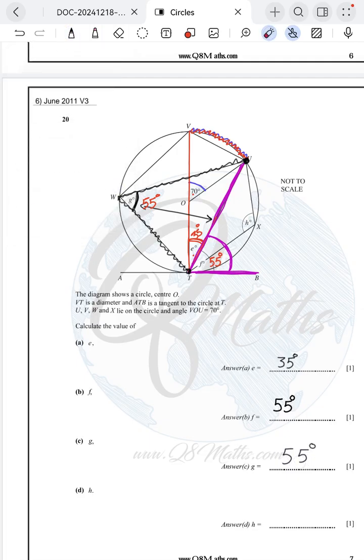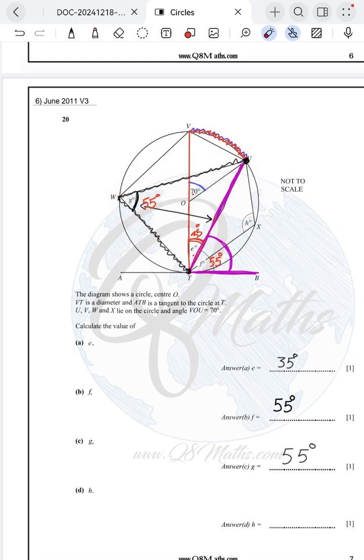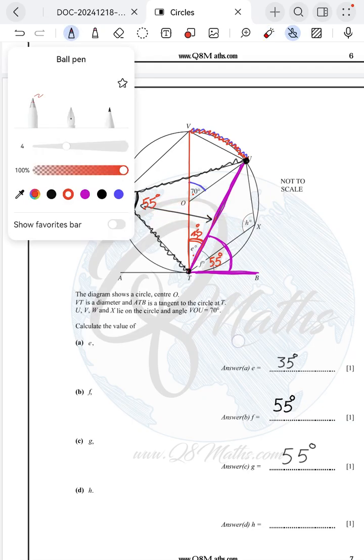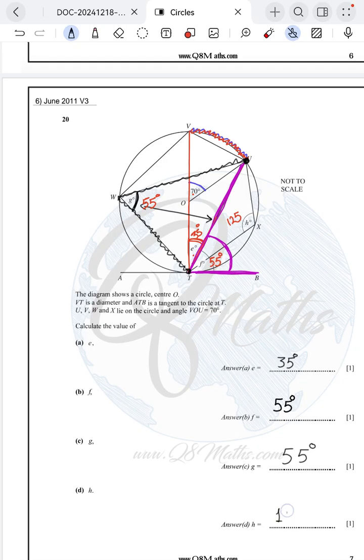Now we need to find H. You can see this vertex, this one, and this one. The four vertices which form a quadrilateral all lie on the circumference of the circle. So this figure, which is U, X, T, W, is a cyclic quad. In a cyclic quad, opposite angles are supplementary. What does it mean? They add together to 180. So H plus 55 should be 180. So H equals 125. So angle H equals 125 degrees.